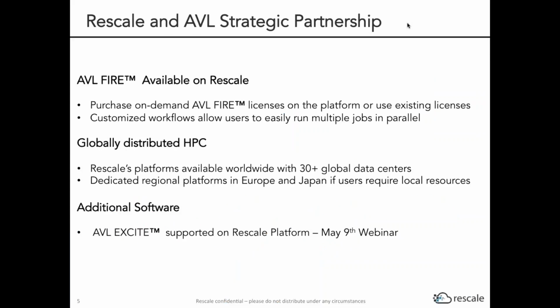So, the Rescale and AVL partnership. We have a strong strategic relationship with AVL. This partnership enables AVL users to both purchase on-demand AVL licenses directly on the platform, as you'll see during the demonstration, as well as allows users with AVL licenses locally that just need additional compute power to run on the platform. As mentioned, Rescale's platform is available globally, and in addition to this worldwide range of data centers, we also have dedicated regional platforms in both Europe and Japan for users that require their data runs and is stored in one region.